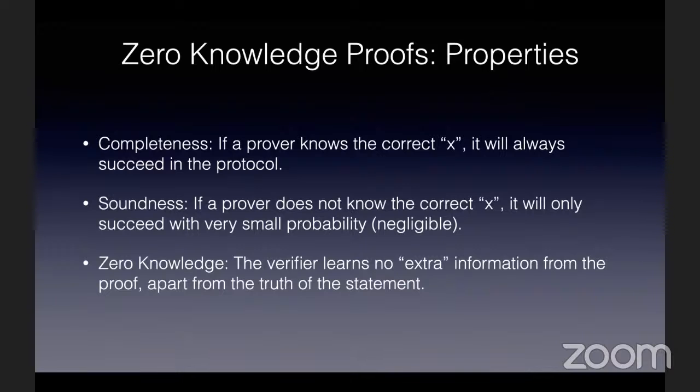And thirdly, the most important property that we had, that the verifier learns no extra information from the proof. So it just learns that the prover must know such an X, but it does not learn anything more. In particular, it also does not get any idea about what that X is that the prover knows.